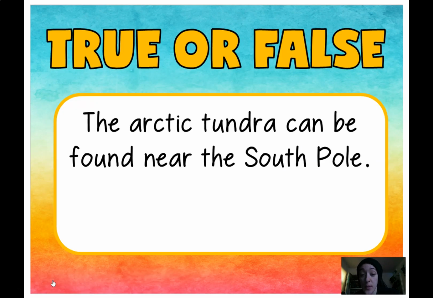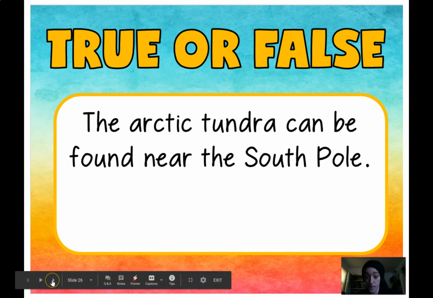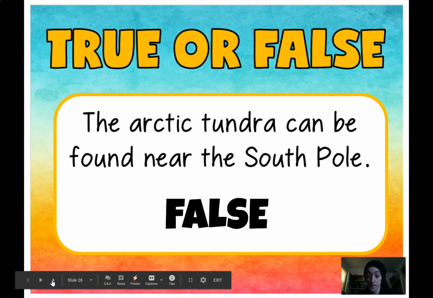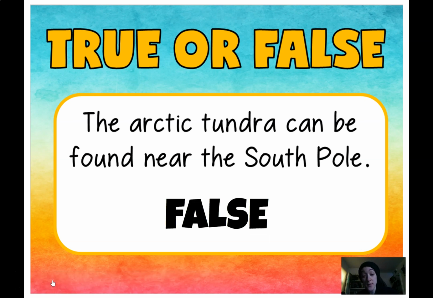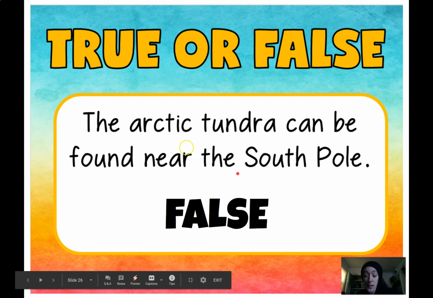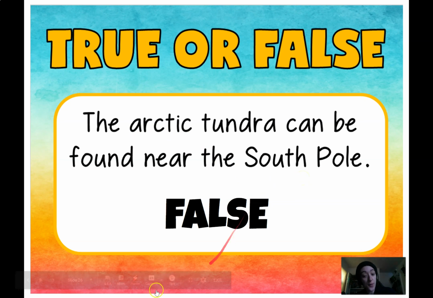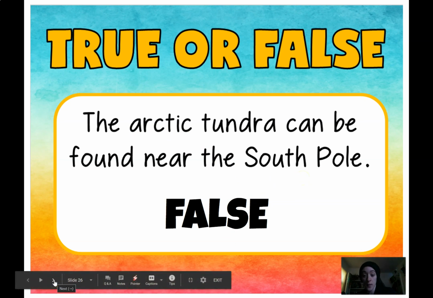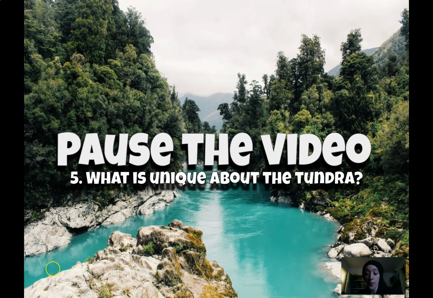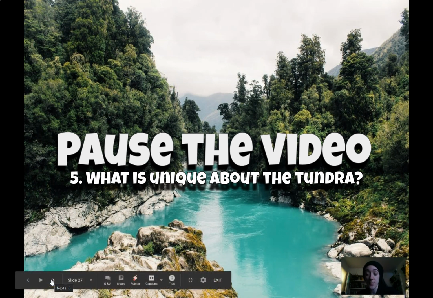So the Arctic tundra can be found near the South Pole, true or false? You're right. That would be false. That was a bit of a trick question. The Arctic tundra can be found near the North Pole, not the South Pole. Arctic is the north and Antarctic is the south. Alrighty, so pause your video and let's go to question number 5.